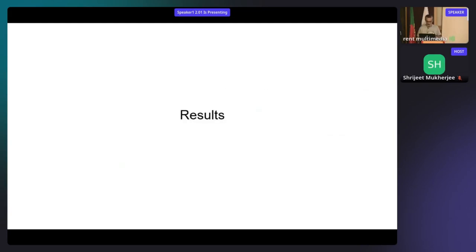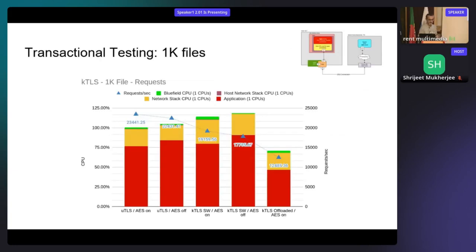And I'm going to go into some results, starting with transactional results. Initially we said, all right, let's just collect transactions for each file size with UTLS, user space TLS, versus kernel TLS versus kernel TLS offload on those two there. We were collecting just the transaction results, and then it didn't quite seem to make sense.